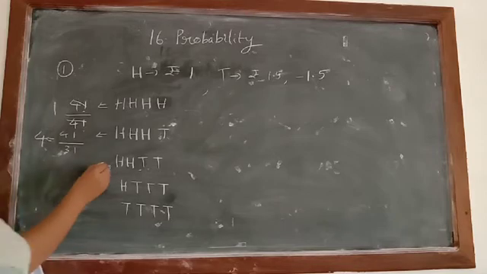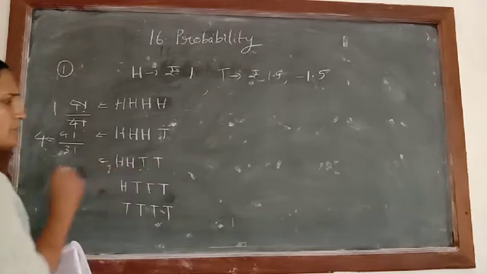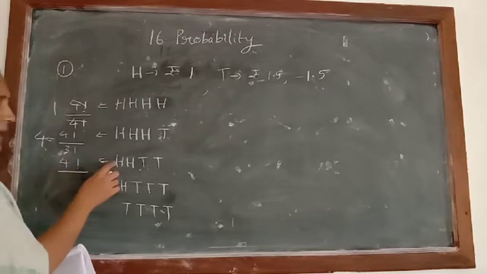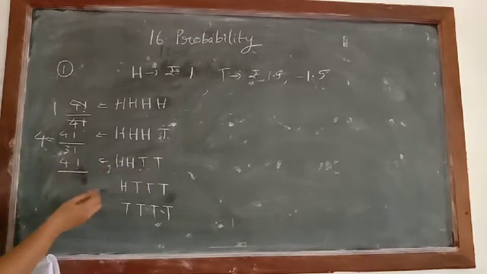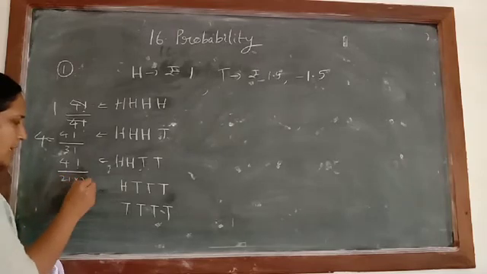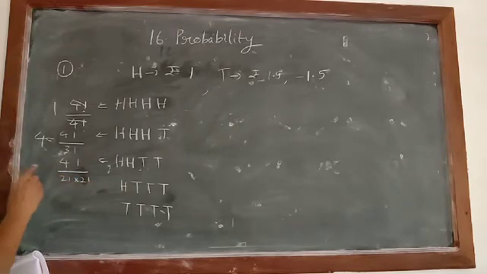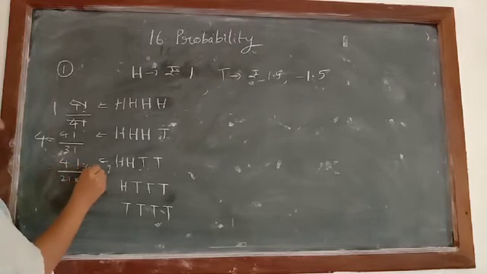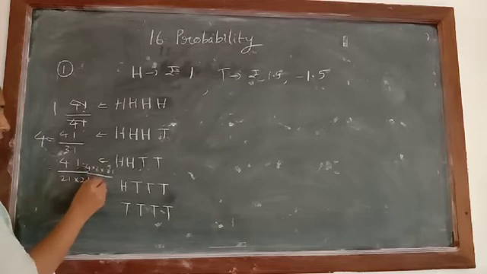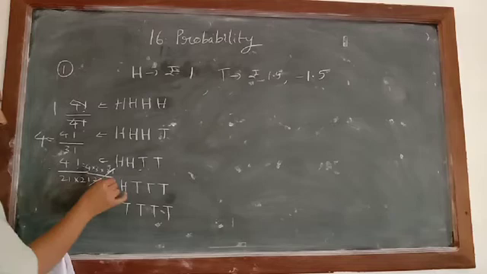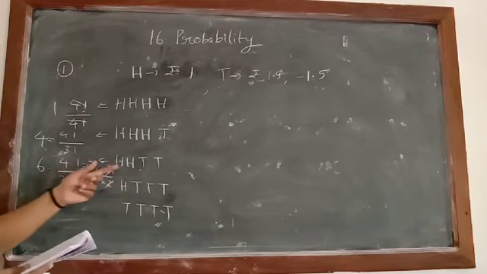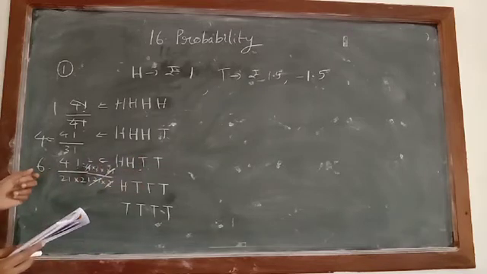Then next one, 2 heads and 2 tails. 4 letters can be arranged in 4 factorial ways, and H and T are both repeated 2 times, so divided by 2 factorial into 2 factorial. To simplify, it will be equal to 4 into 3 into 2 factorial by 2 into 2 factorial, and the value of 2 factorial is 2. So 2 factorial will get cancelled here. 2 2s are 4, 3 2s are 6. So 2 heads and 2 tails will occur 6 times.